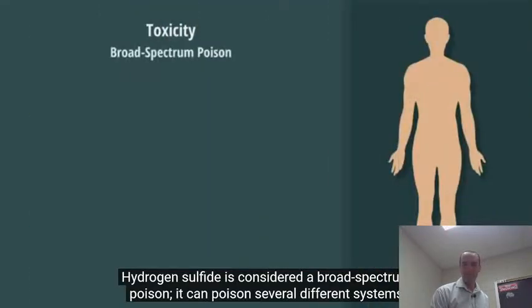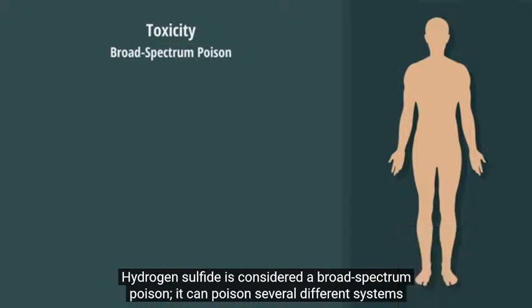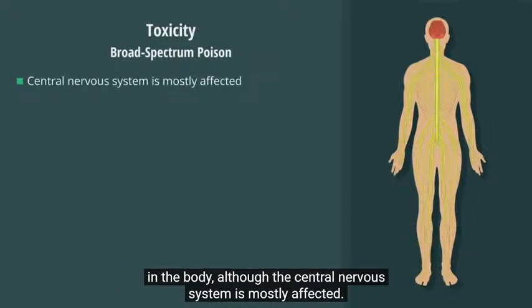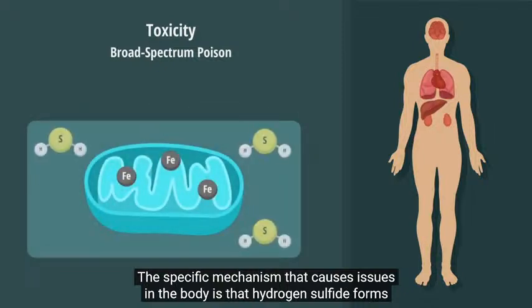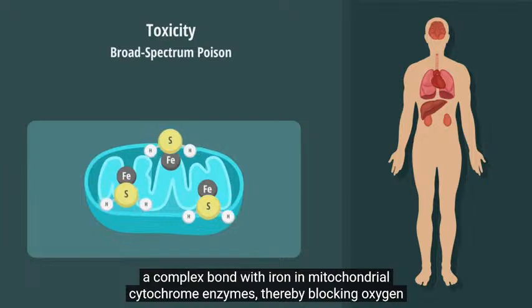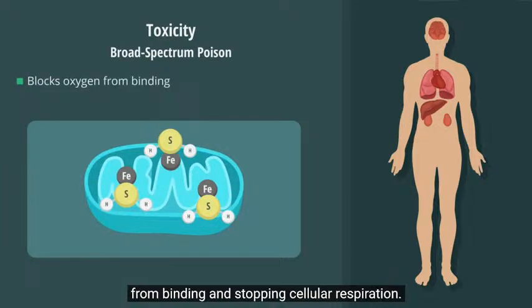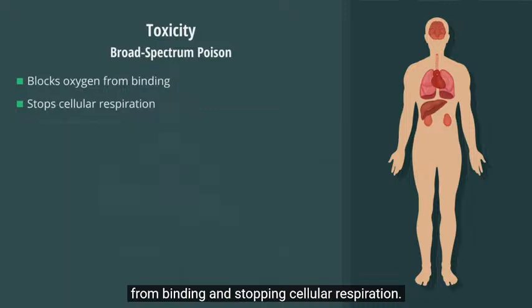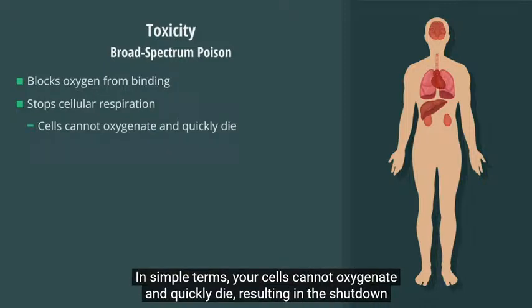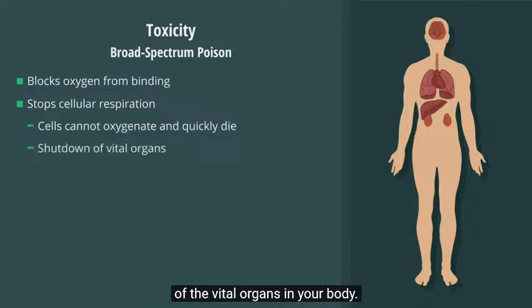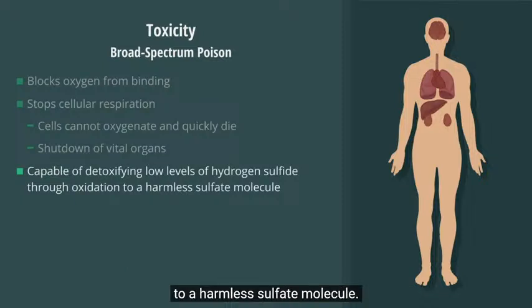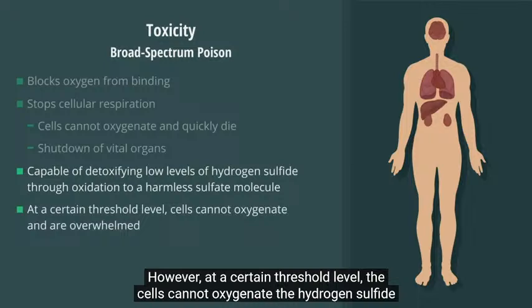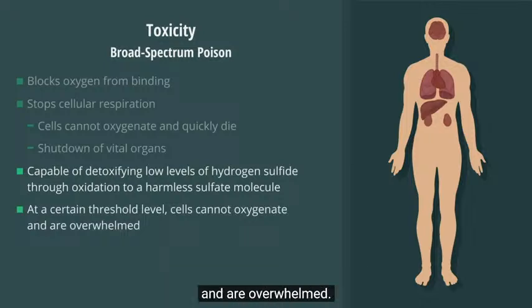Hydrogen sulfide is considered a broad-spectrum poison. It can poison several different systems in the body, although the central nervous system is mostly affected. The specific mechanism that causes issues in the body is that hydrogen sulfide forms a complex bond with iron and mitochondrial cytochrome enzymes, thereby blocking oxygen from binding and stopping cellular respiration. In simple terms, your cells cannot oxygenate and quickly die, resulting in the shutdown of the vital organs in your body. The body is capable of detoxifying low levels of hydrogen sulfide in the body through oxidation to a harmless sulfate molecule. However, at a certain threshold level, the cells cannot oxygenate the hydrogen sulfide and are overwhelmed.